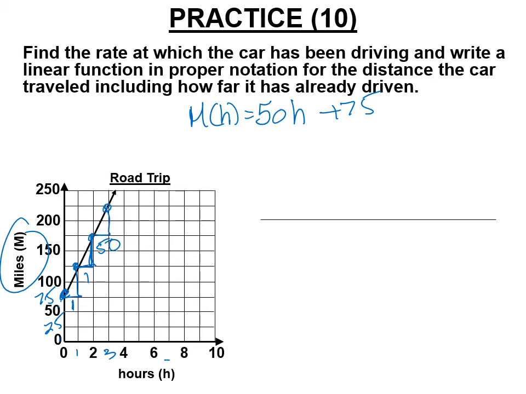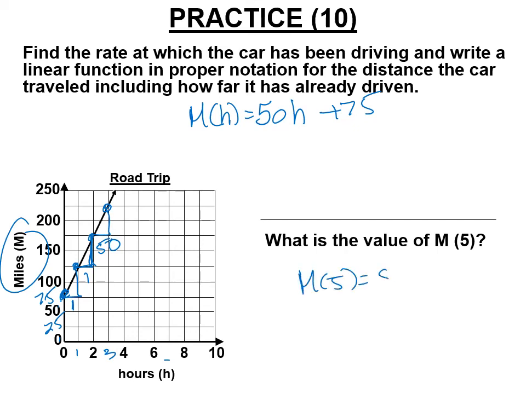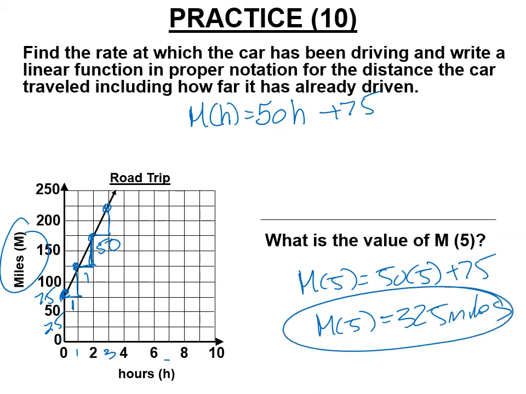So we wrote a function. What is the value of m of 5? So 50 times 5 plus 75. 250 plus 75 is what? 325, and that's miles. It's a word problem. Let's make sure. 5 is off the graph, right? And why is it off the graph? Because it's up here at 325. 5 goes with 325.